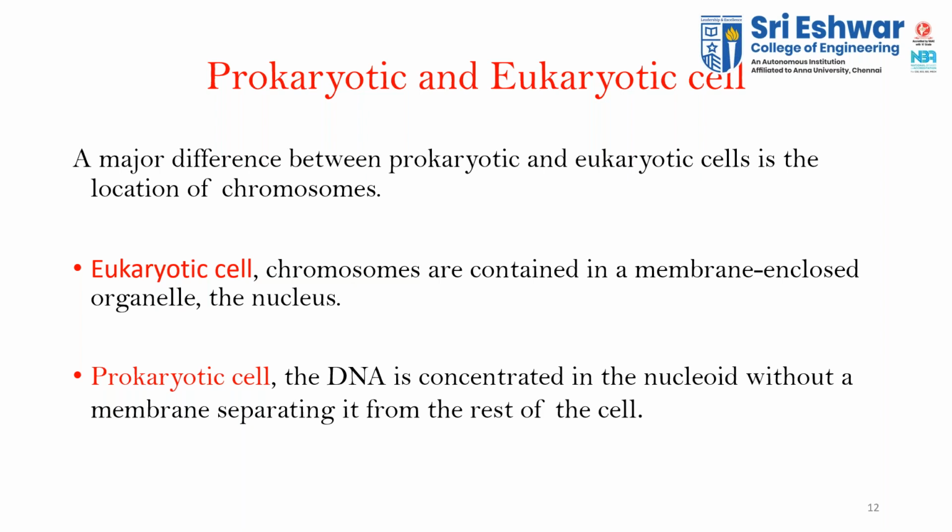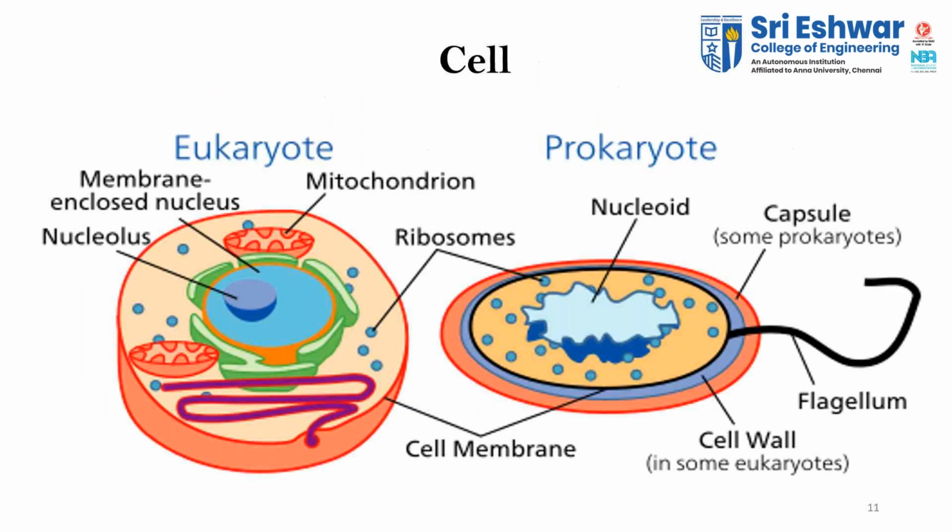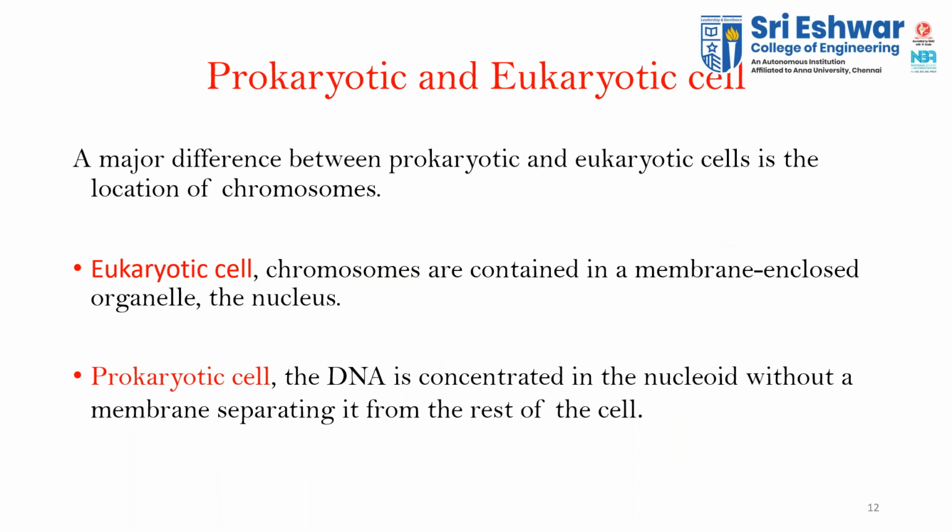Chromosomes are contained in the membrane-enclosed organelle, the nucleus. In the figure you can see the chromosomes are present. These are all chromosomes. This is present in the eukaryotic cell, but when you go with this one, the chromosomes will not be present. This is what is given in the prokaryotic cell: DNA is concentrated in the nucleoid without a membrane separating it from the rest of the cell. This is the basic classification of eukaryotic and prokaryotic cells.